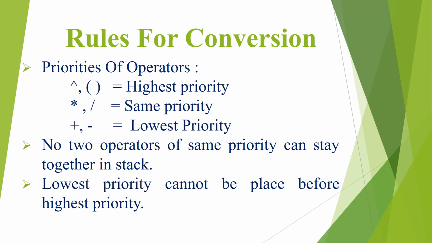Before going to the rules, we have to know the priorities of operators. Exponent and expressions within brackets have the highest priority. Next to that, asterisk and slash, that is multiplication and division, have the same priority. The lowest priority operators are plus and minus. Rule number 1: no two operators of the same priority can stay together in the stack. The next rule is that the lowest priority cannot be placed before the highest priority. These are the rules to be followed for converting infix to postfix expression.